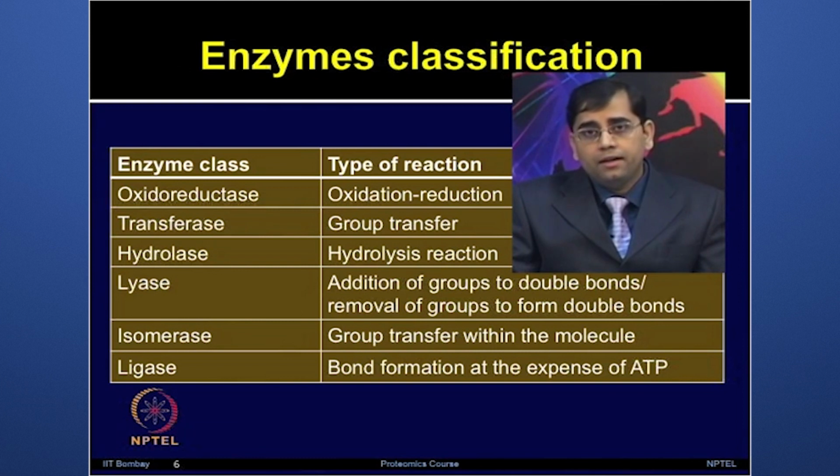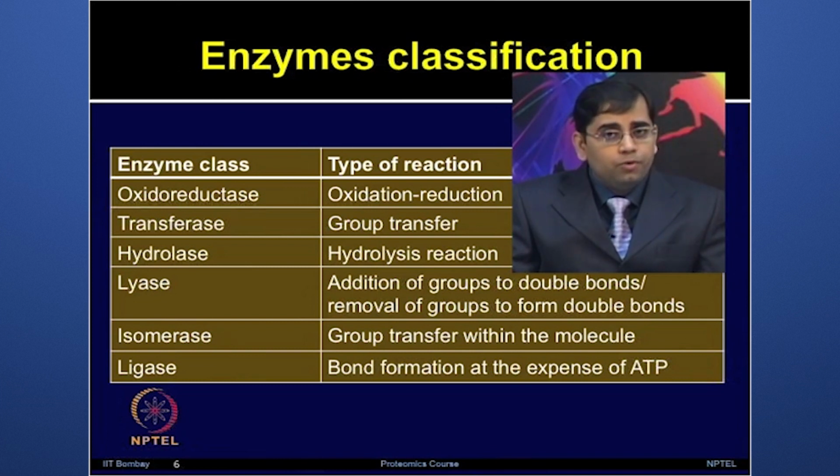I will not go into too much detail, but briefly let me talk what type of reaction these class of enzymes are offering. Oxidoreductase, it catalyzes oxidation and reduction. Example is pyruvate dehydrogenase. Transferase, these enzymes can transfer certain groups. So, group transfer can be mediated by this group of enzymes. Example, hexokinase. Hydrolase, these can catalyze hydrolysis reaction. Example, chymotrypsin.